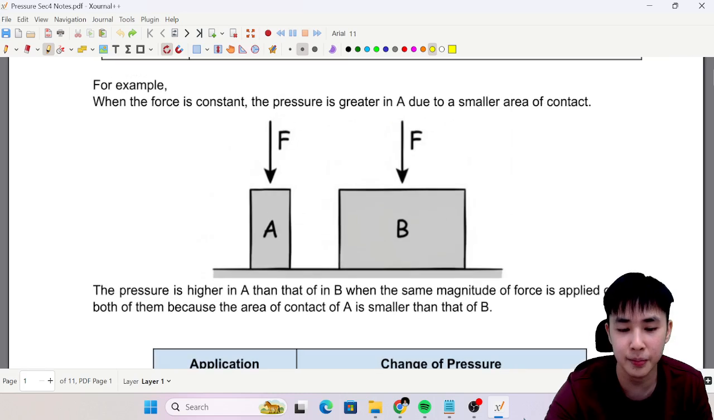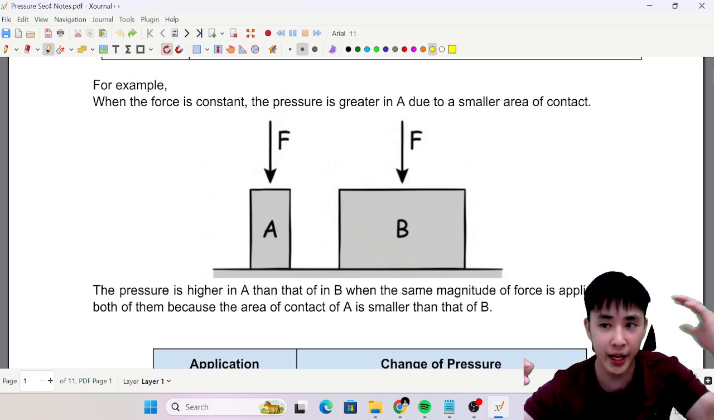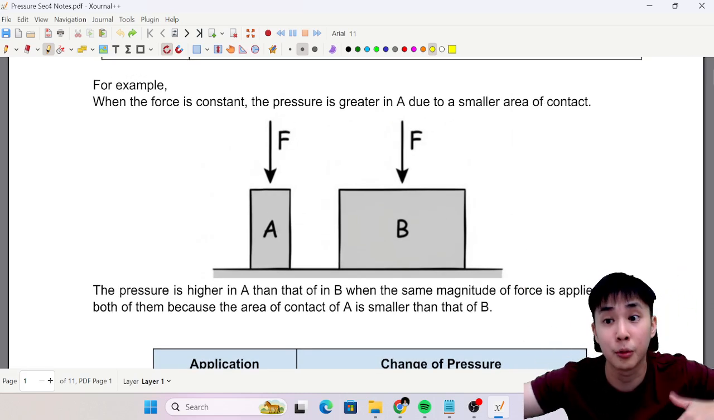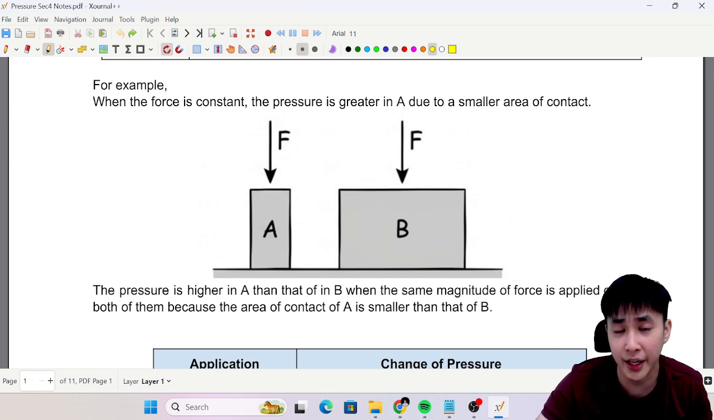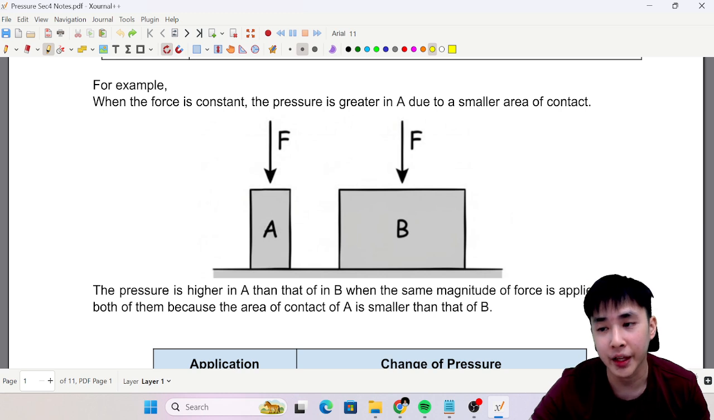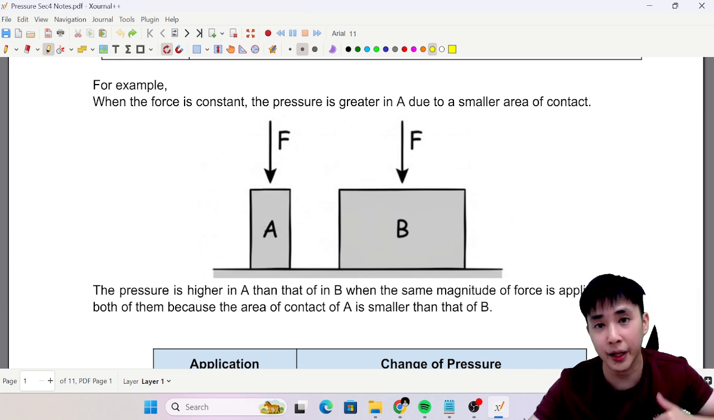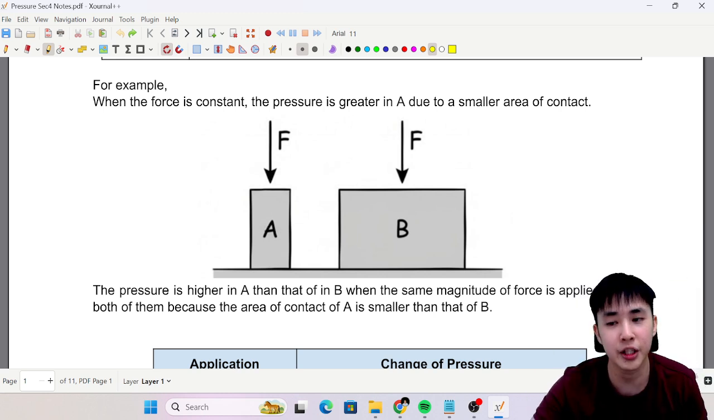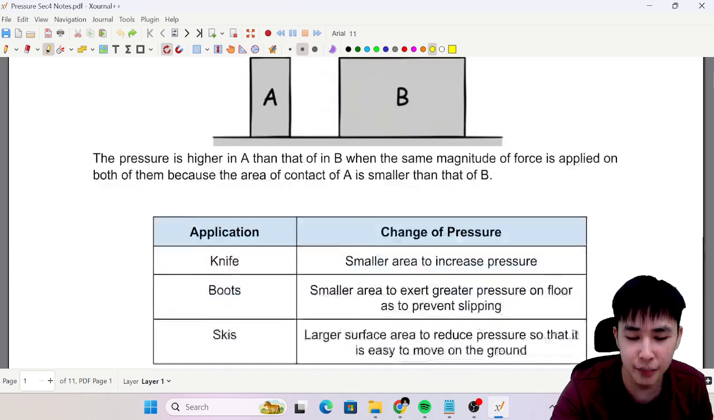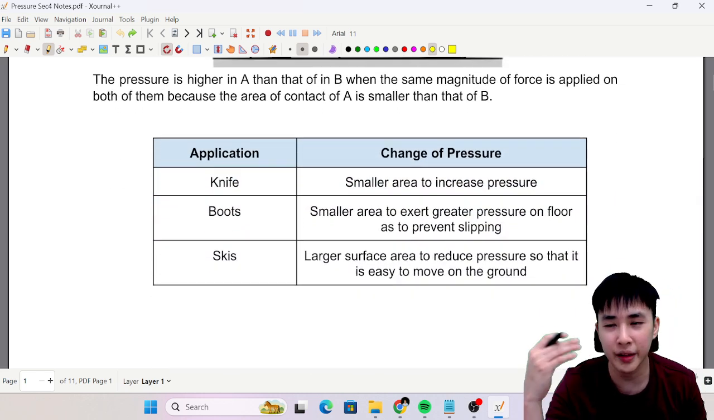So in this very simple example, I give you two blocks, A and B, and I apply the same force on both of them. Then which one's going to have a higher pressure? The answer is A, because the area that the force is applied on is smaller, so the pressure will be bigger. And you actually see pressure being applied on many things in real life.